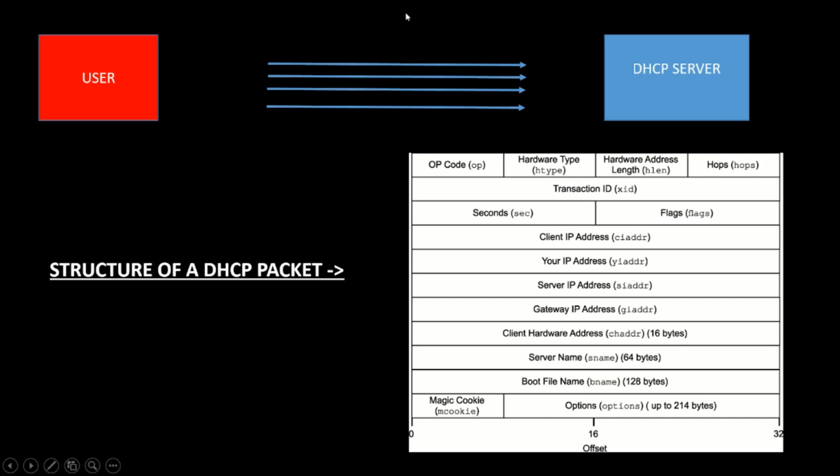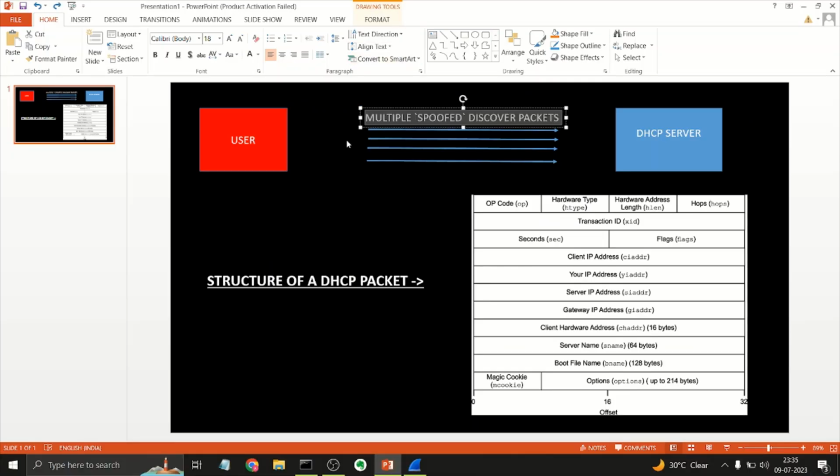So if you understood this, you would get an intuition of what we're trying to do over here. We're trying to starve the DHCP server of all the available IP addresses. We are going to be sending, as I had mentioned here, multiple spoofed packets. So I can just write in malicious again, malicious user.